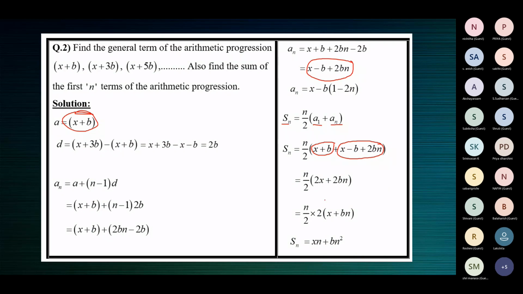Now x and x is 2x. Plus b minus b cancels out. And plus 2bn. 2x and 2bn have 2 common, so you can take out 2 common. So it'll be 2 into x is 2x, 2 into bn is 2bn. Taking out 2 common, this 2 and 2 will get cancelled. You can leave the answer like this, n into x plus bn, or you can multiply: n into x is nx, n into bn is bn squared.